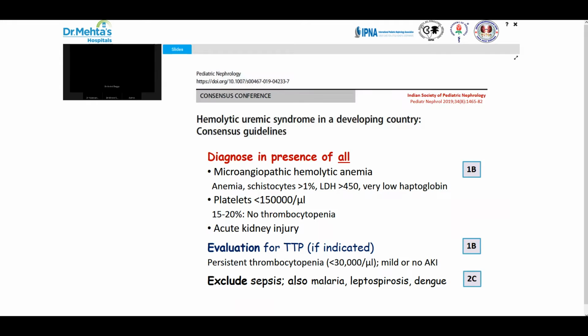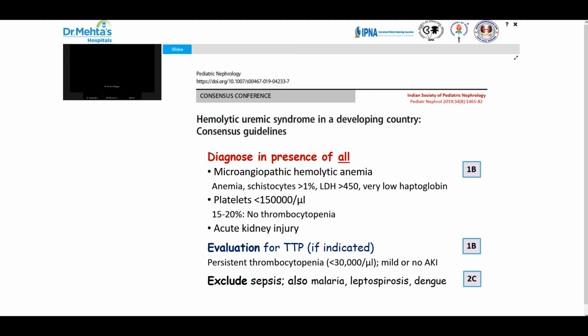So about 4 years ago, the Indian Society of Pediatric Nephrology sat down to try to make consensus guidelines for hemolytic uremic syndrome. And when they were being designed, we were aware that we did not have access to a number of medications that were available all over the world. So these are really consensus guidelines for developing countries. This was published in Pediatric Nephrology. And those of you who have not read this article, I think people who are working in India, South Asia, should definitely be reading this.